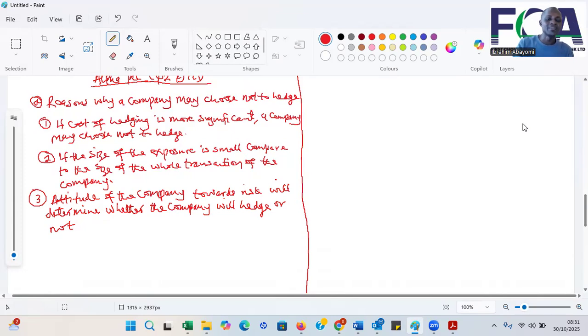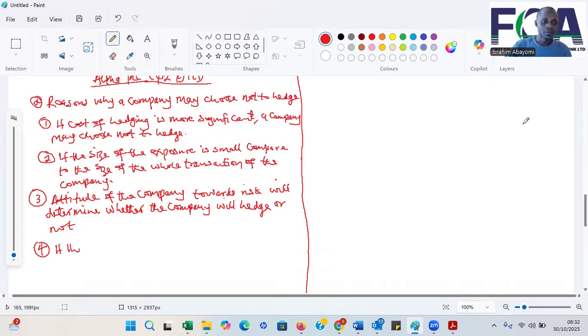Now, another reason why a company may decide not to hedge is if shareholders are already well diversified. Shareholders have diversified their unsystematic risk away. So the company may decide not to hedge because shareholders are already diversified.